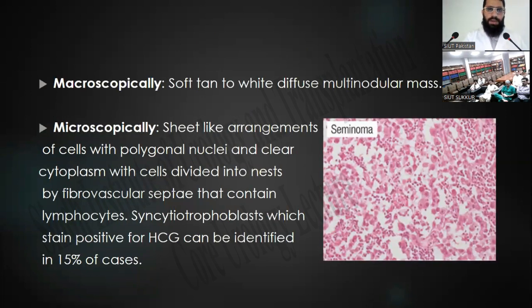Macroscopically, soft tan to white diffuse multinodular masses, and microscopically these appear as sheet-like arrangements of cells with polygonal nuclei and clear cytoplasm, with cells divided into nests by fibrovascular septa that contain lymphocytes. Syncytiotrophoblasts, which stain positive for HCG, can be identified in 15% of cases.